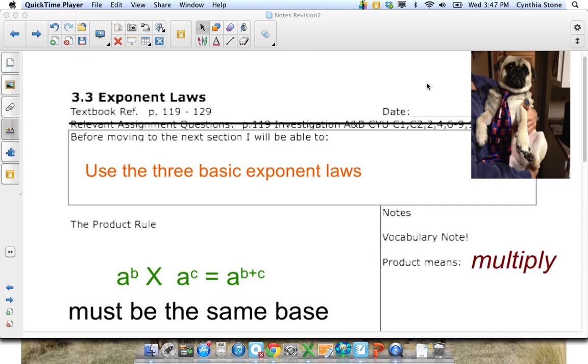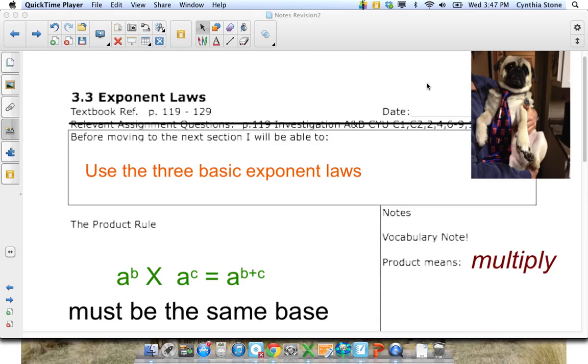3 on exponent laws. I'm guessing this is brand new for you. If it's not, then that's great. You'll find it really easy, and if it is brand new for you, you'll still find it fairly easy. There are some good challenging questions towards the end. There are just a few.